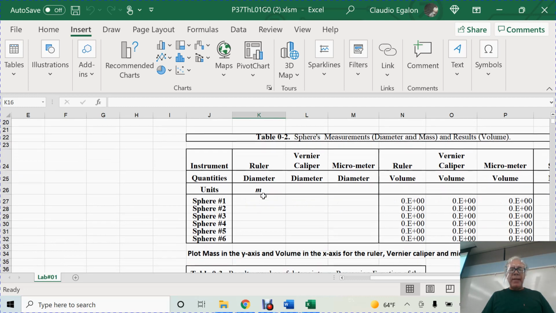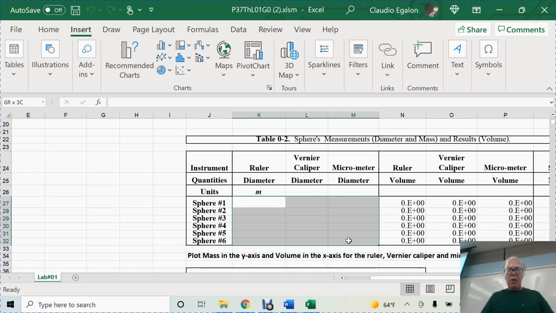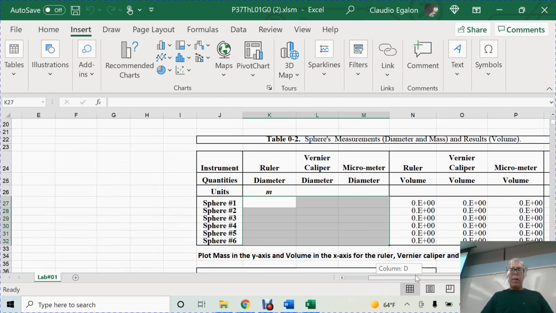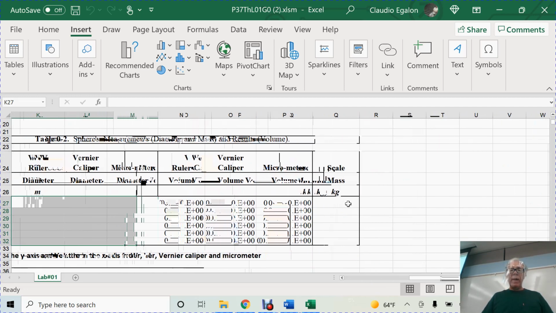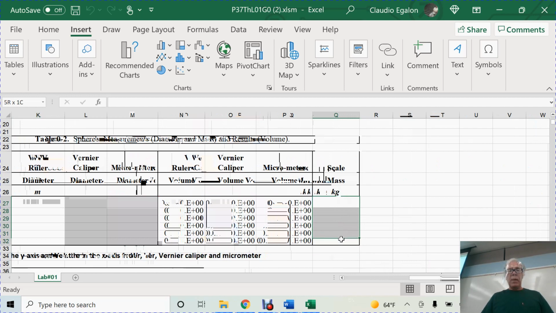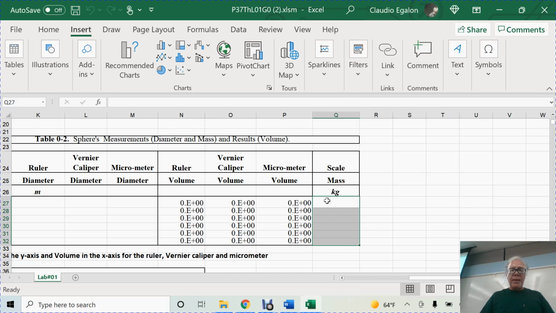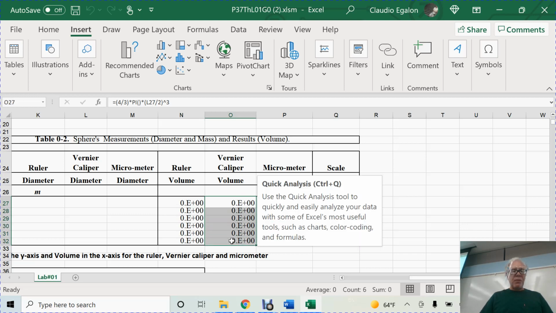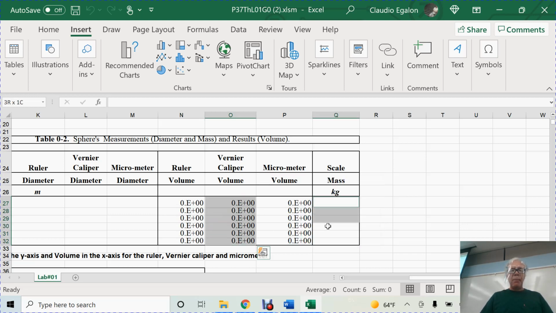And then at this point in time, you must have the diameter of the spheres, of the balls, plus their masses. Everybody has that, right? Okay. So if you have that, now you can plot the mass versus the volume for the ruler. I want to see that. Then the mass versus the volume for the vernier caliper. And then the mass versus the volume for the micrometer.